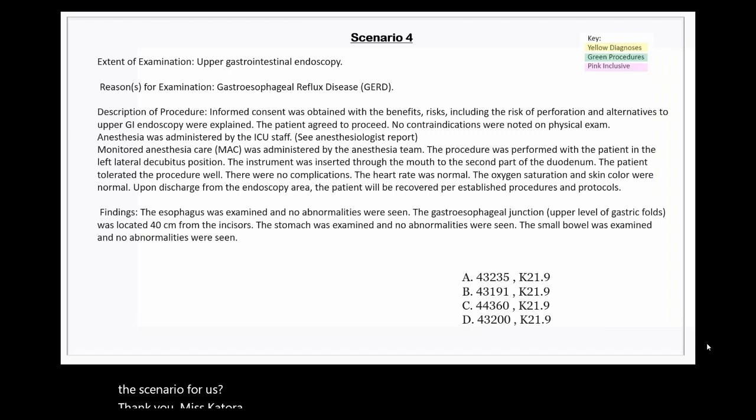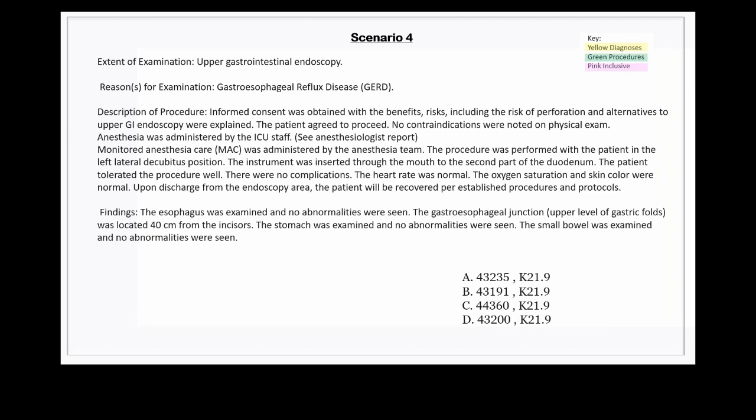Okay, the answers are A, 43235, K 21.9; B, 43191, K 21.9; C, 44360, K 21.9; and D, 43200, K 21.9. Extent of examination, upper gastrointestinal endoscopy. Reasons for examination, gastroesophageal reflux disease.